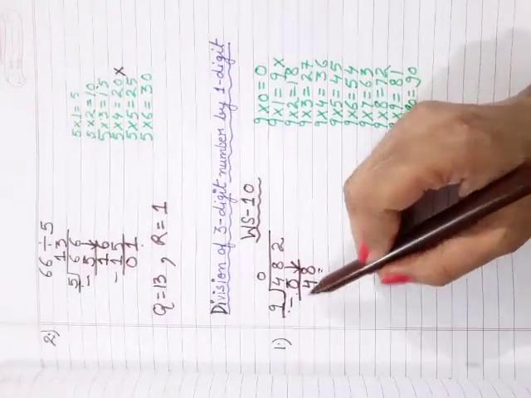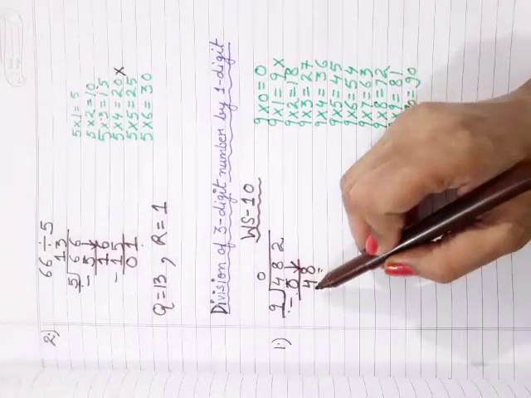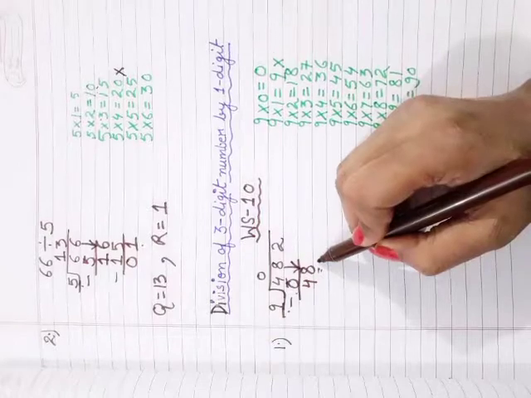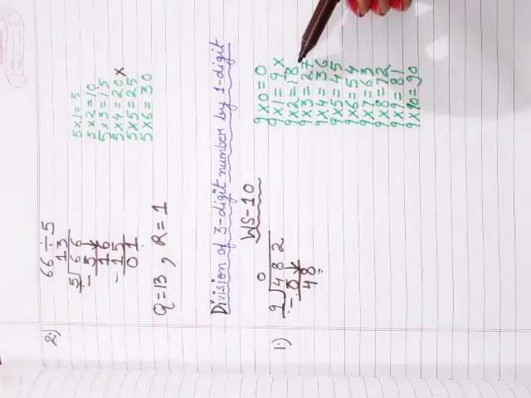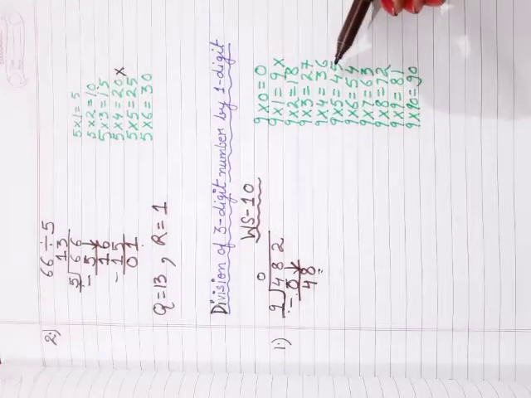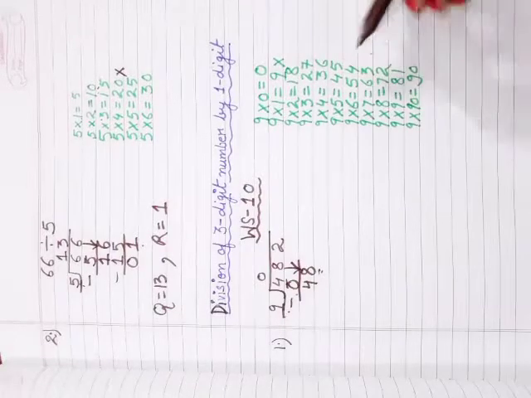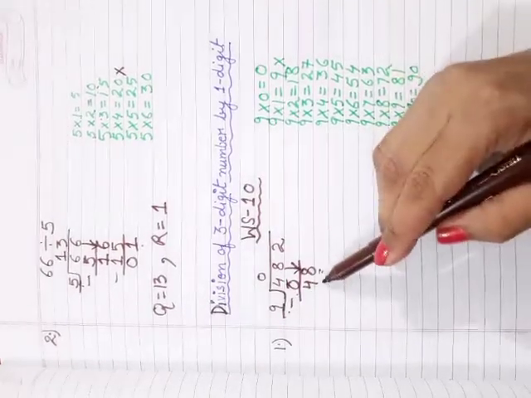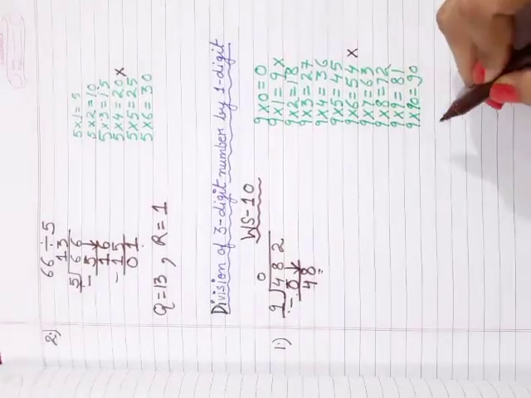Now again we have to recite the table of 9 up to 48 or more than 48. So 9 1s are 9, 9 2s are 18, 9 3s are 27, 9 4s are 36, 9 5s are 45, 9 6s are 54. As 54 is greater than 48, so we will stop our table here at 54.